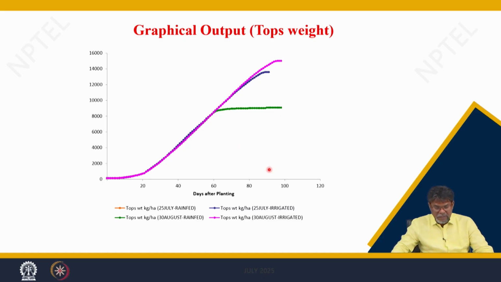You see here this green color shows the biomass. For all the treatments, either the 25 July planting or the 30 August planting, whether irrigated or rain fed, the biomass remains the same up to around 60 days after planting. After that, there is a significant difference in the biomass for the different planting dates. This green color shows 30 August rain fed. If it is 30 August planting rain fed, after 60 days after planting the biomass remains the same, there is no change in biomass.